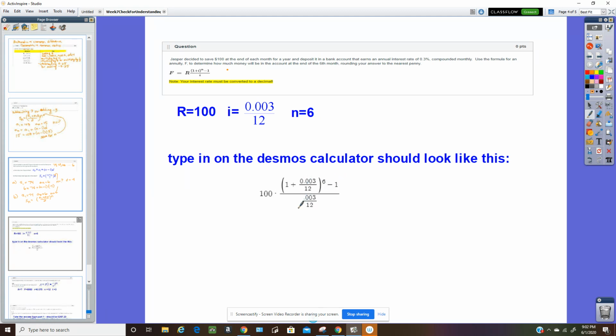So make sure that if you put this 100 up here, then you put parentheses around this whole thing. So it'll look like this here. But you can just make it look like this here on your calculator, and you should get the right answer.